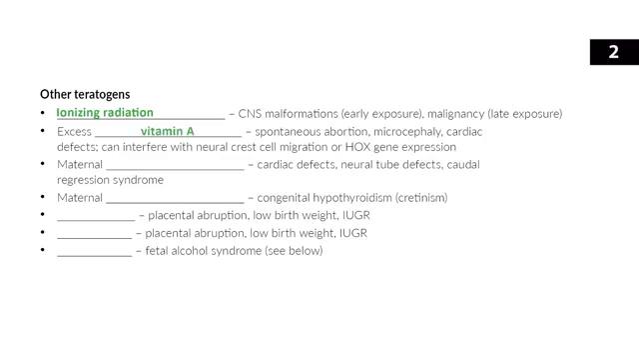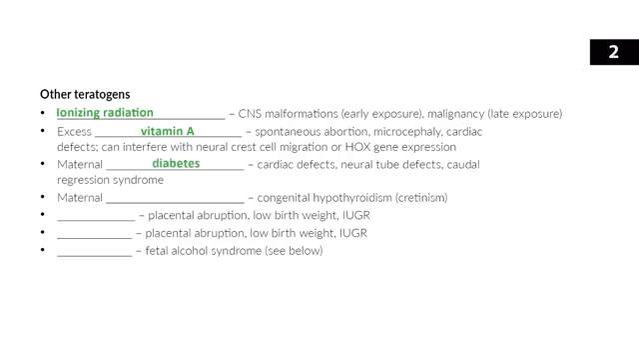Excessive amounts of vitamin A can be teratogenic, just like we said with the vitamin A derivative, isotretinoin. It causes spontaneous abortions, microcephaly, and cardiac defects. Excess vitamin A can also interfere with the migration of neural crest cells, and it can interfere with homeobox gene, or HOX gene, expression. We'll talk about HOX genes and what they do in just a moment.